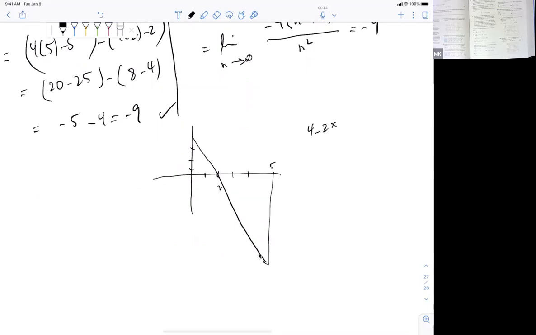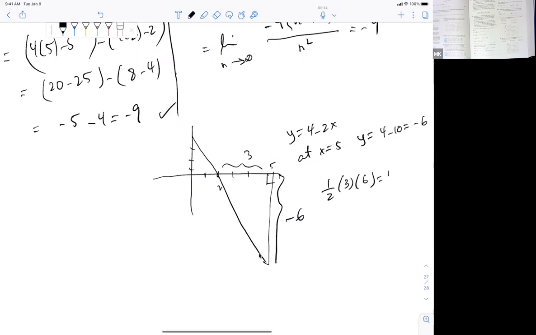If y is equal to 4 minus 2x, then at x equal to 5, y is equal to 4 minus 10, which is -6, sorry. So this is -6, this is 3. And the area is going to be the area of a right triangle, which is 1/2 times 3 times 6, which is 1/2 of 18, which is 9. Because it's below the x-axis, the integral would actually be the negative of that.